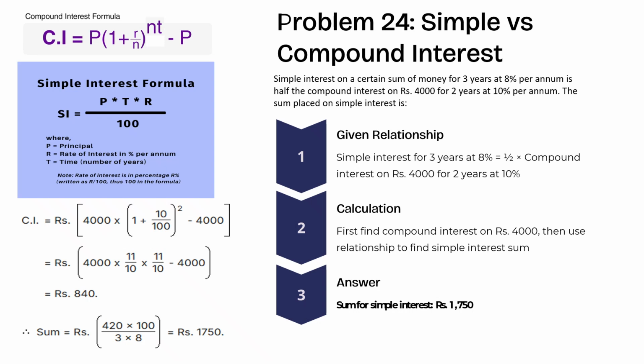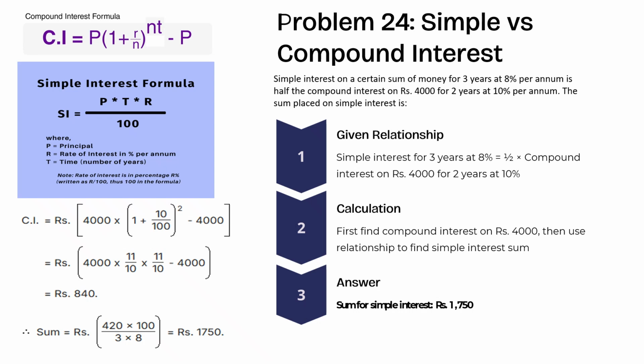N is, as I previously said, how many times per year the interest compounds. It will compound once, since they mentioned 10% per annum. So the N value is 1. Into the tenure T, which they have mentioned is 2, and again minus P, the principal of 4,000.